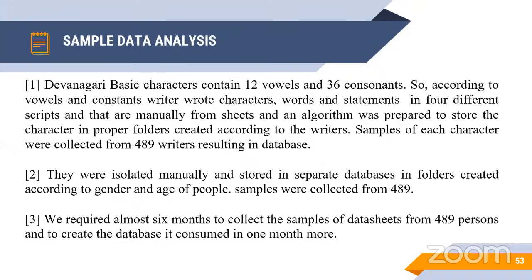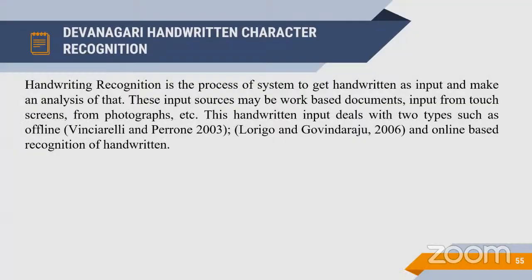The samples were isolated manually and stored in a separate database, in folders created according to the gender and age of people. Samples were collected from 489 persons. We took almost 6 months to collect the samples of data sheets from 489 persons, and to create the database it consumed 1 month and more.